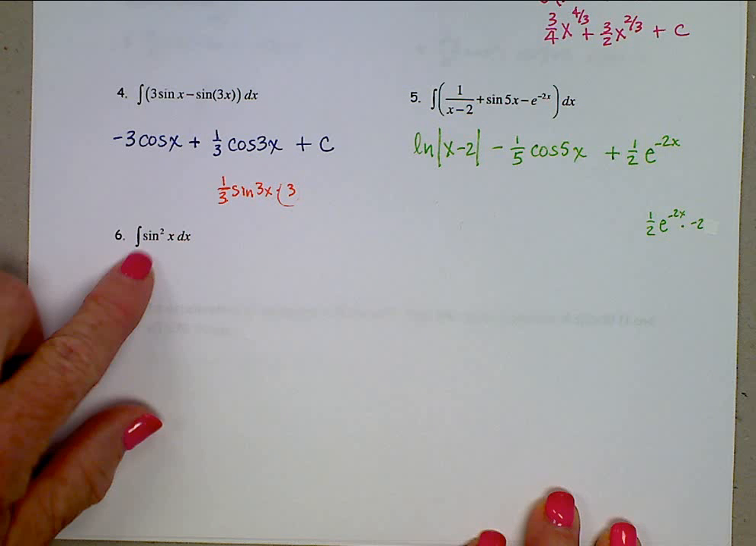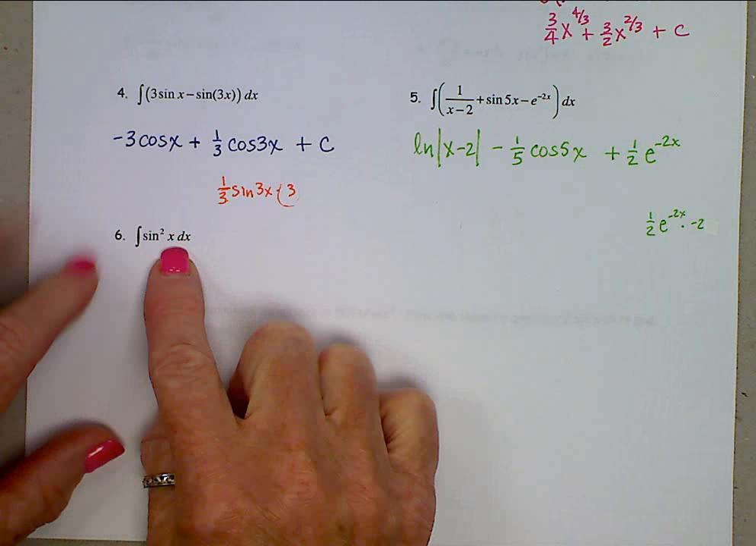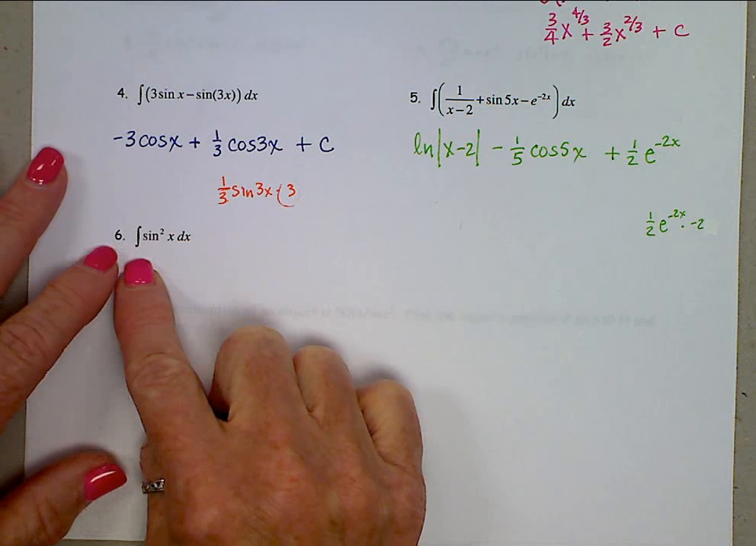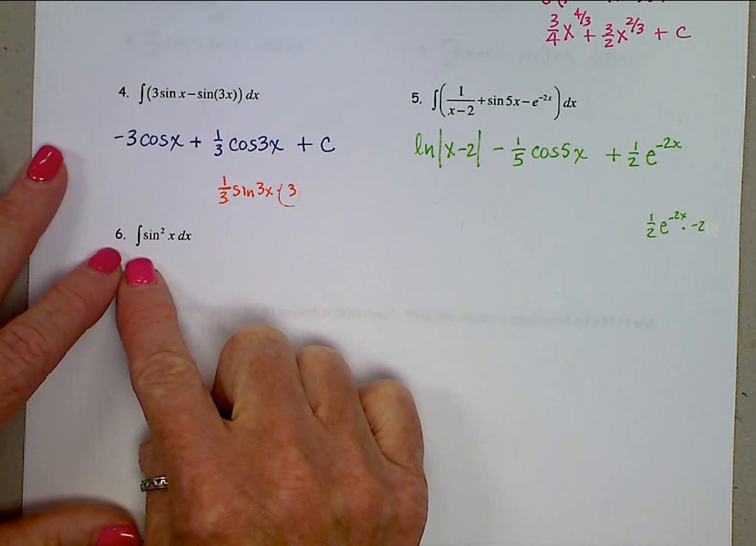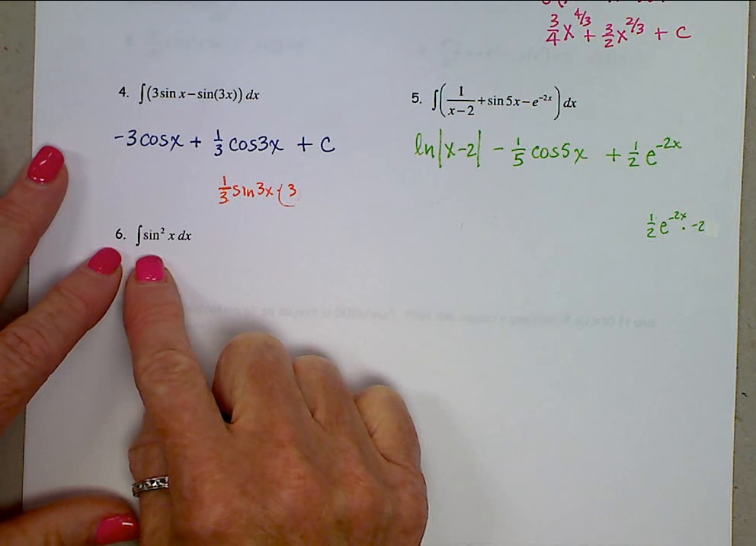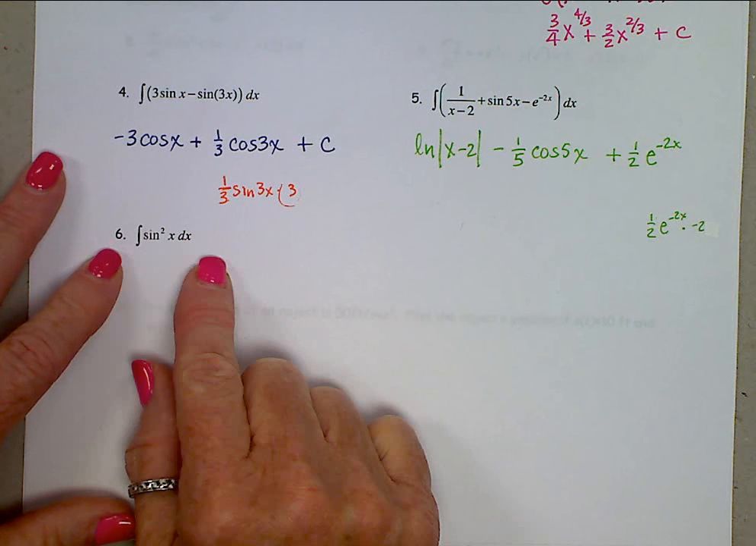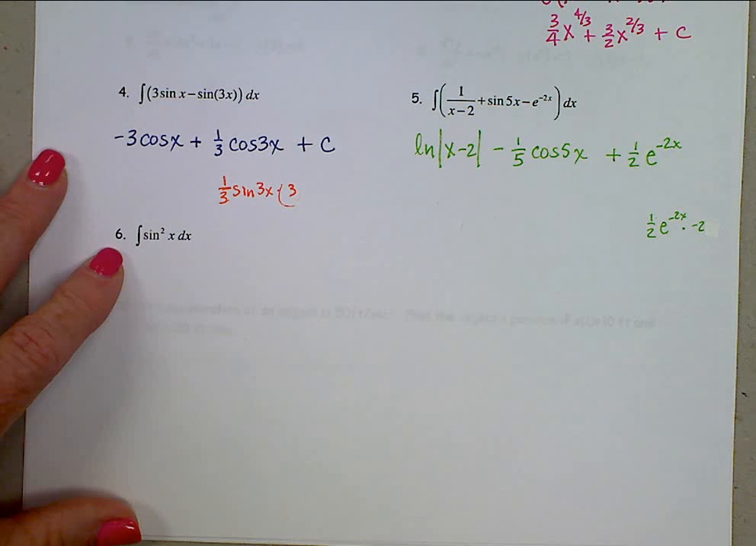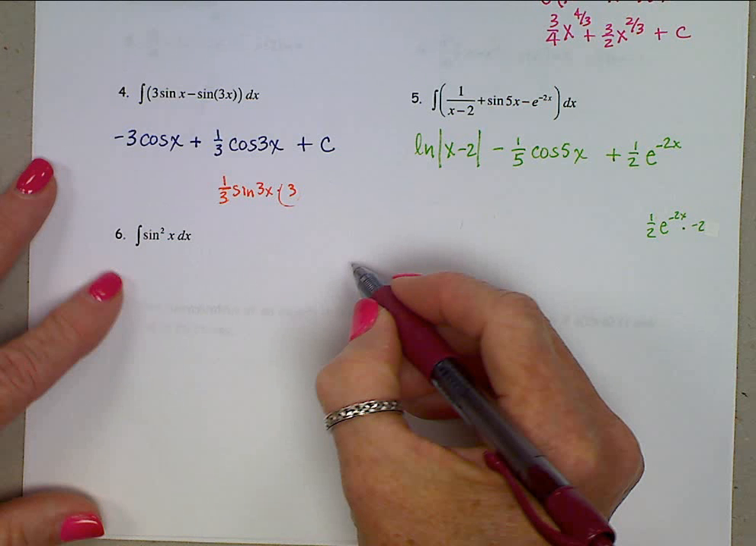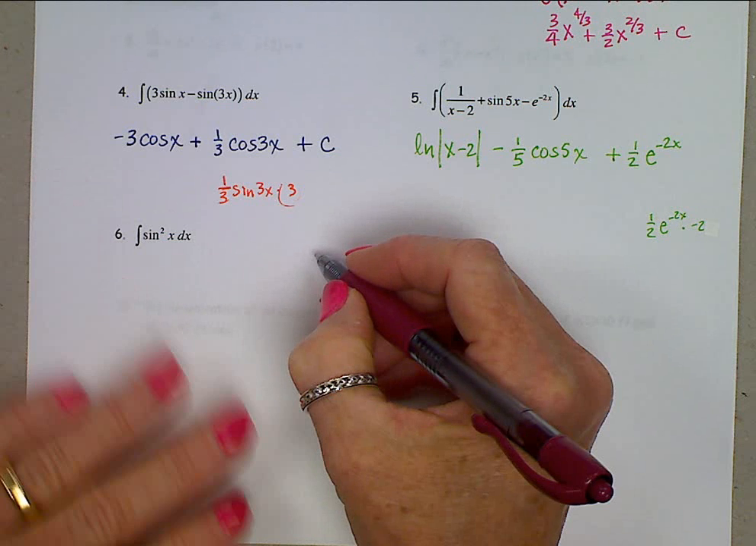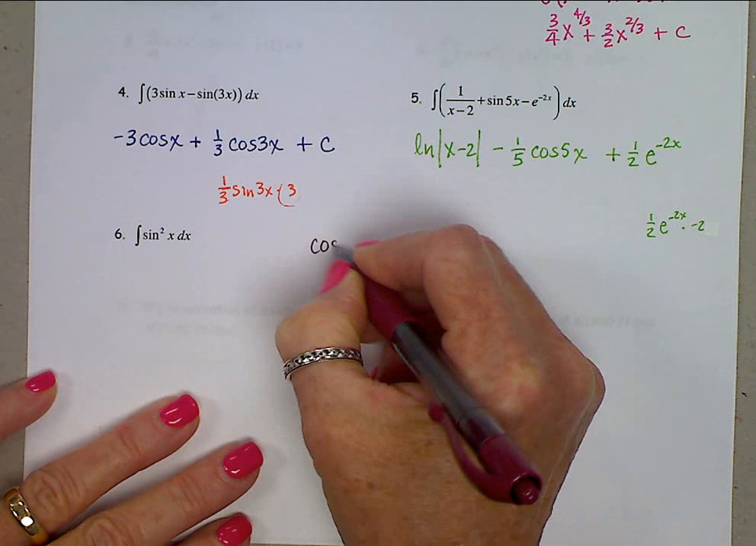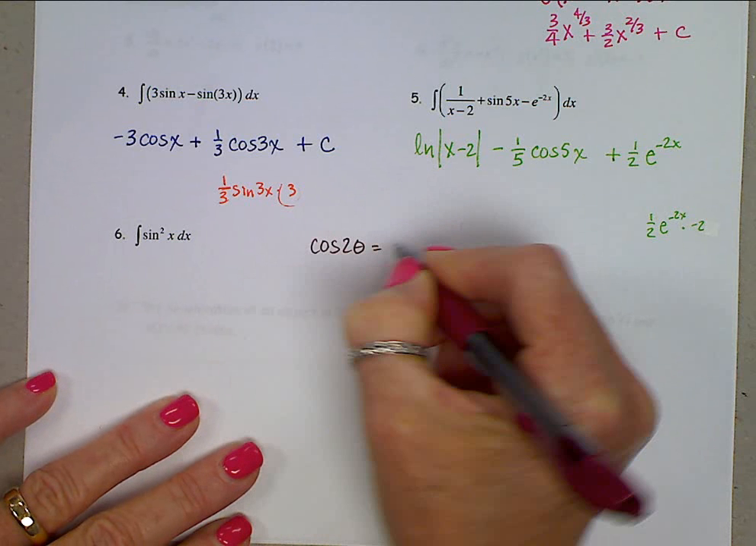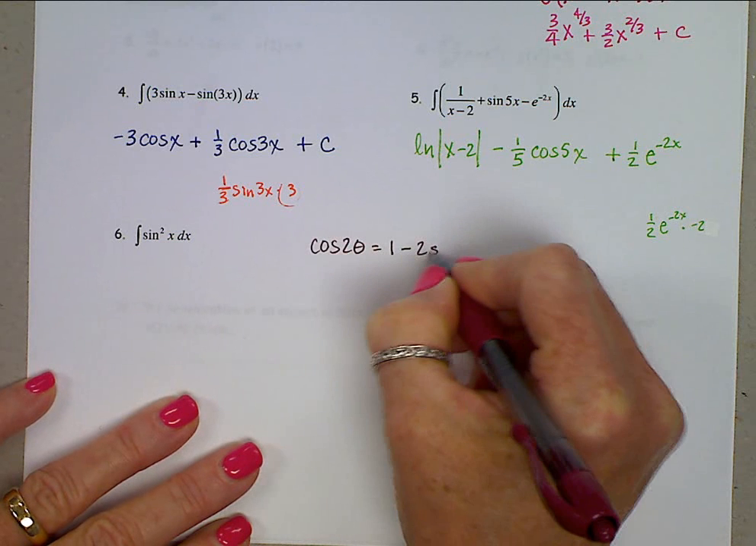This next one, sine squared dx, that integral, if you think back to all the trig functions, all 6 trig functions and their derivatives, nothing comes up with sine squared. So you are going to have to remember some pre-calculus. Do you remember this identity? Cosine 2 theta is 1 minus 2 sine squared theta.